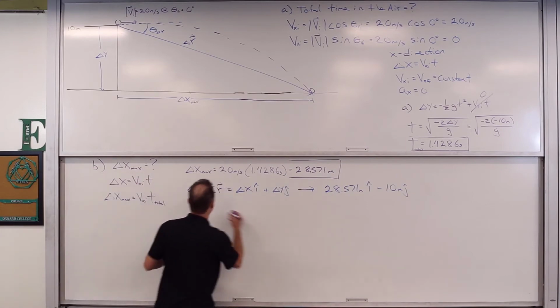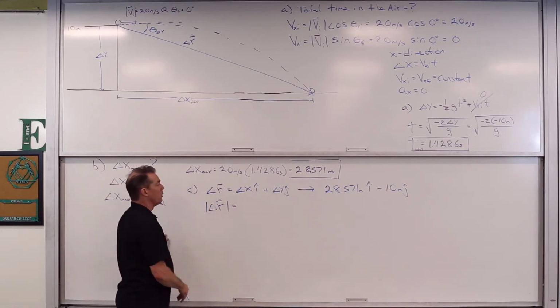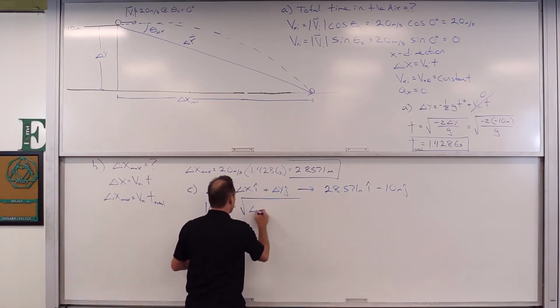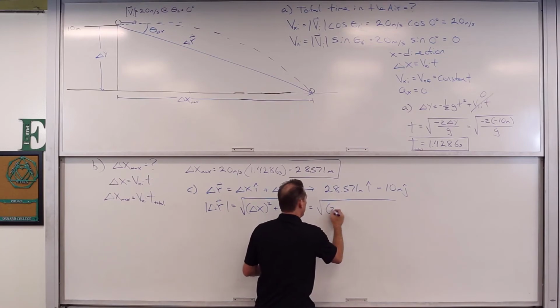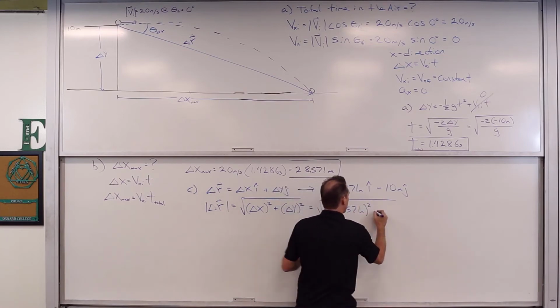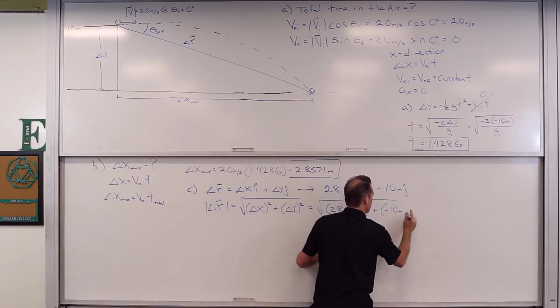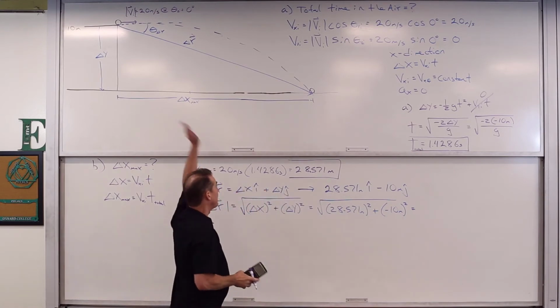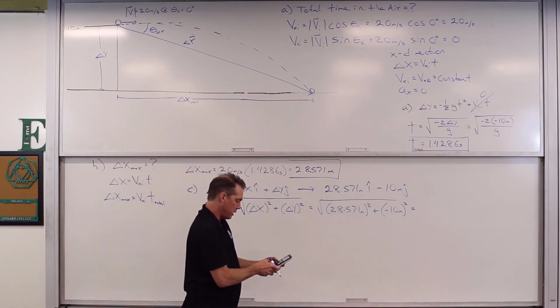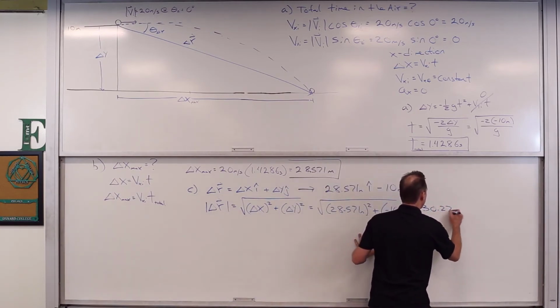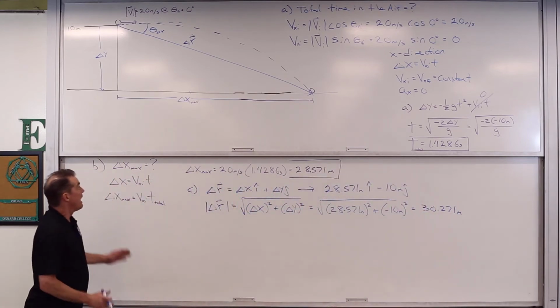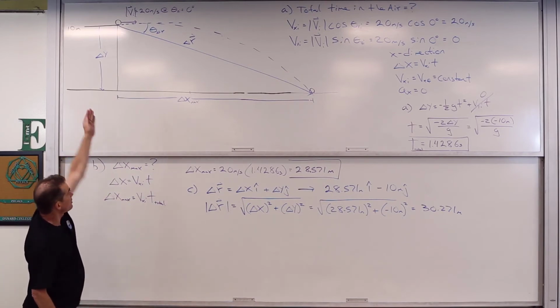What do we do from there? Well, what about the magnitude and direction? The magnitude of delta r hat is the square root of the squares of the x and y components. So in general, the square root of delta x squared plus delta y squared, which is the square root of 28.571 meters squared plus negative 10 meters squared. And we can get the straight line distance from where it began to where it ends as 30.271 meters. So there's how far it moves in total from where it starts to where it ends.